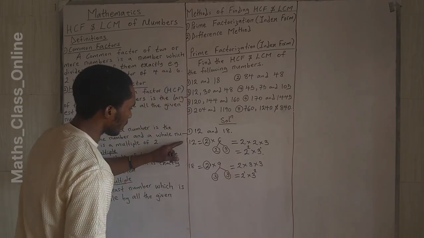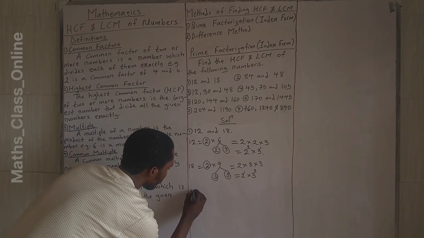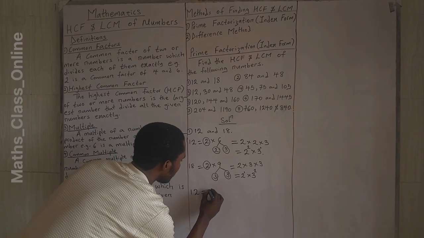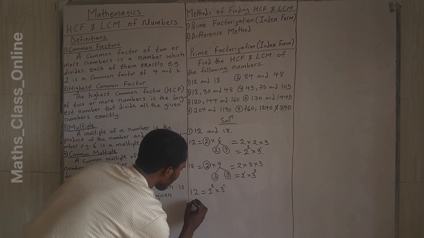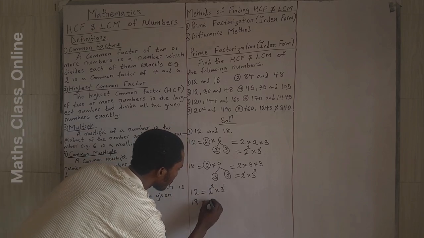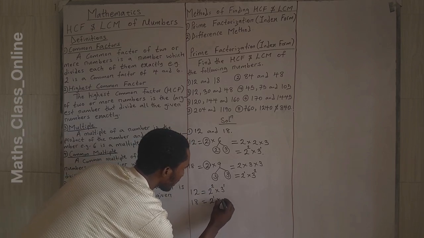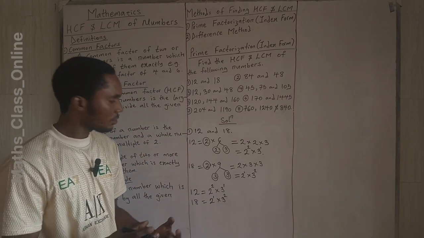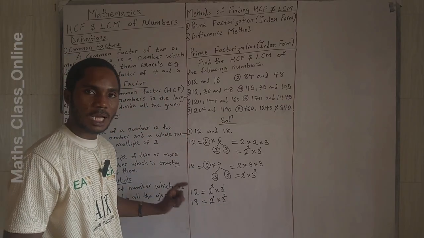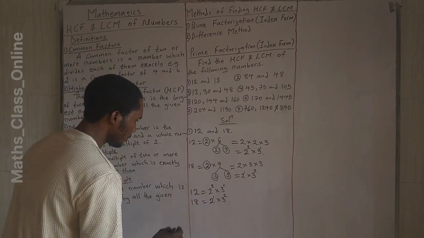Now let's bring them together. 12 is equal to 2 raised to the power of 2 times 3 raised to the power of 1. And 18 is equal to 2 raised to the power of 1 times 3 raised to the power of 2. Now we want to find the HCF and LCM.